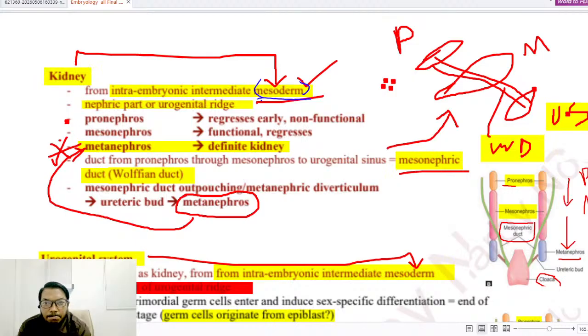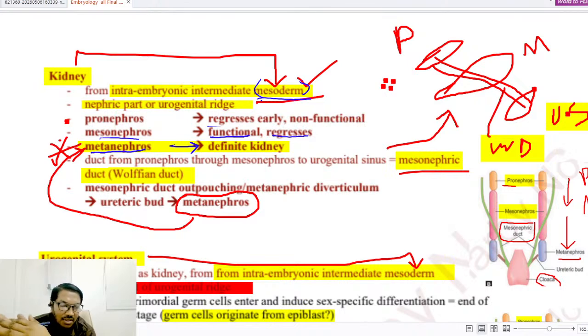Pronephros regresses early, non-functional. Mesonephros functional, regresses, and metanephros definite kidney. This is development of kidney during embryonic life.